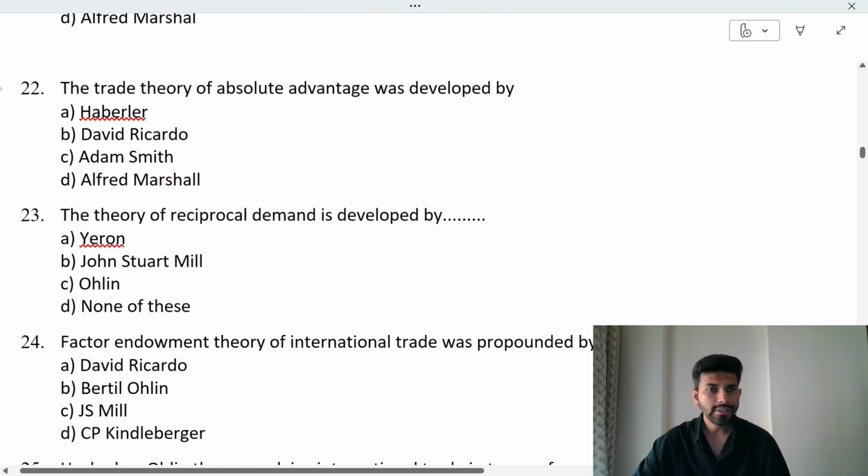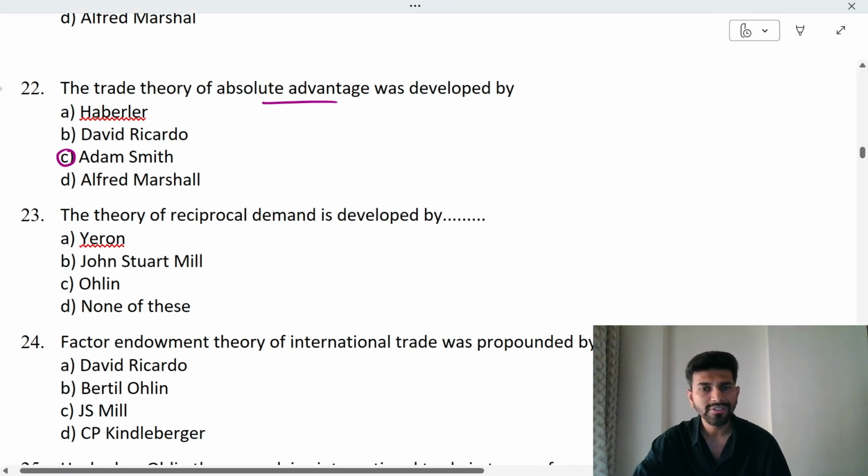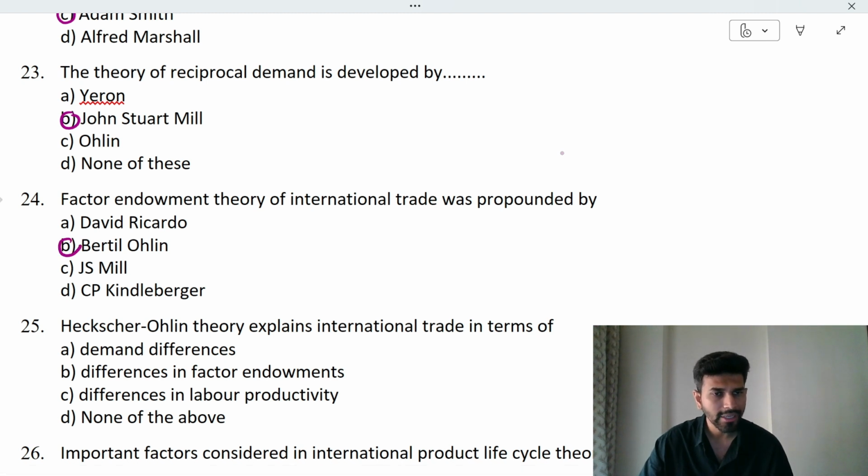Next, the trade theory of absolute advantage was developed by Adam Smith. Correct answer is C. The theory of reciprocal demand is developed by John Mill, correct answer is B. Next, factor endowment theory of international trade was propounded by Heckscher-Ohlin. Correct answer is B.